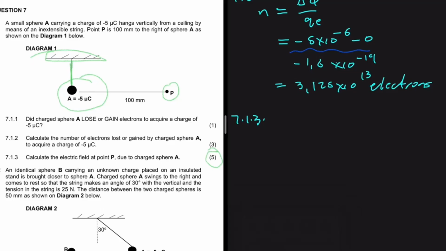So we have the electric field equal to K multiplied by the charge of the sphere divided by the distance squared.